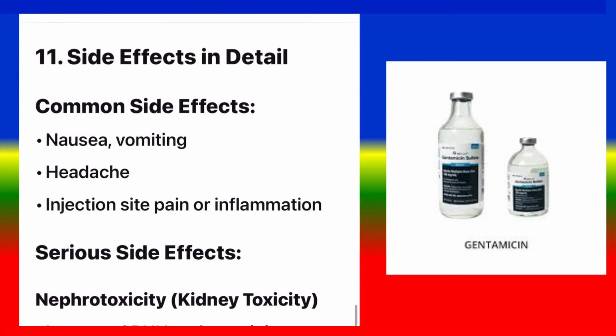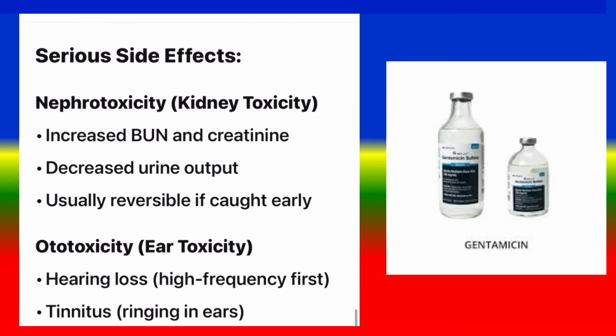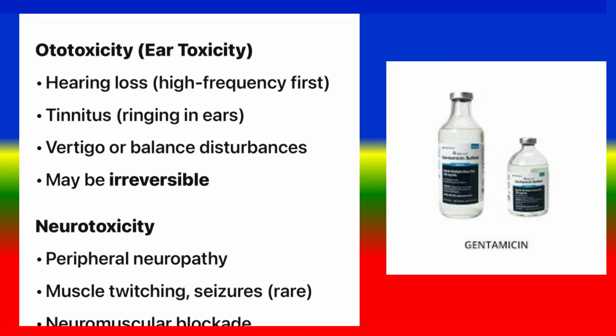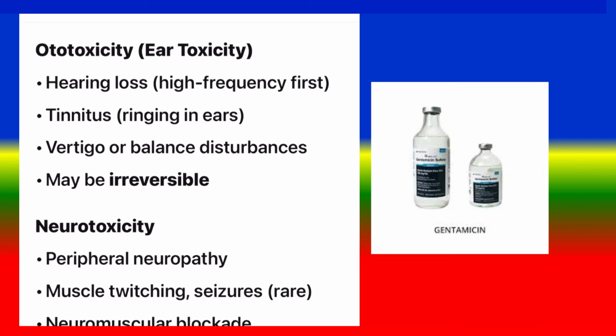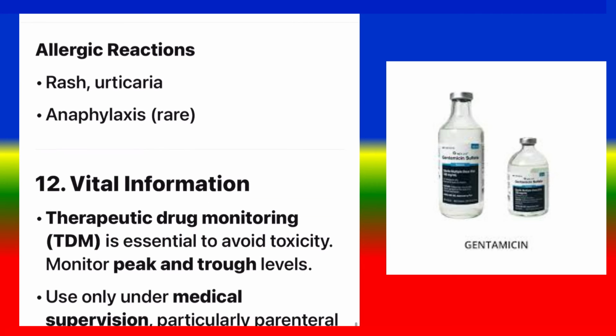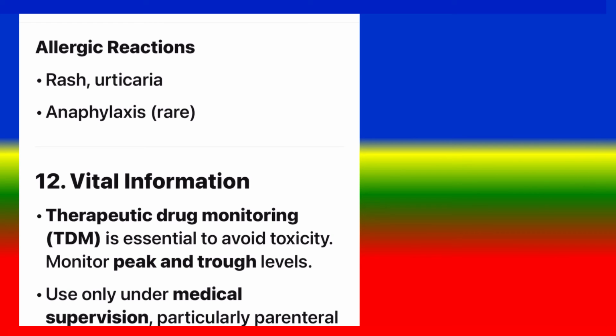11. Side effects in detail. Common side effects: nausea, vomiting, headache, injection site pain or inflammation. Serious side effects: nephrotoxicity, kidney toxicity, increased BUN and creatinine, decreased urine output, usually reversible if caught early. Ototoxicity: hearing loss, high frequency first, tinnitus, ringing in ears, vertigo or balance disturbances, may be irreversible. Neurotoxicity: peripheral neuropathy, muscle twitching, seizures, rare. Neuromuscular blockade, especially with anesthesia or other blockers. Allergic reactions: rash, urticaria, anaphylaxis, rare.